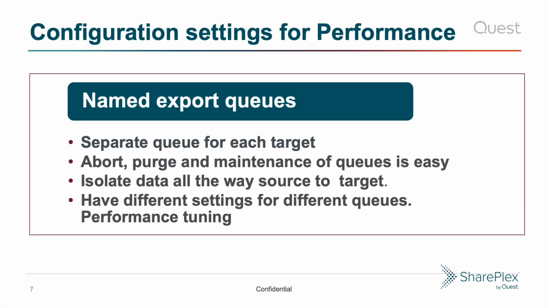Okay, when SharePlex creates a named export queue process pair, it also creates a dedicated import process on the target system. It creates a post queue and a post process on the target to contain that data stream. So data is isolated all the way from source to the target system. Now, having different settings for different queues really helps here. So this helps for the performance tuning as well.